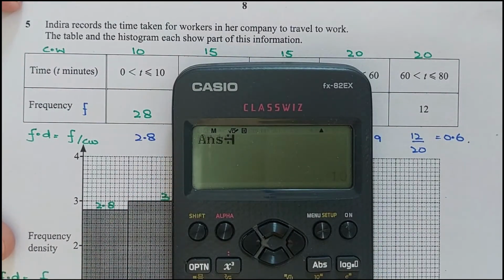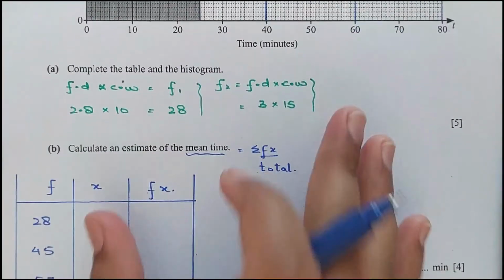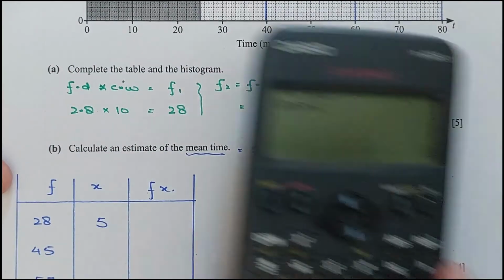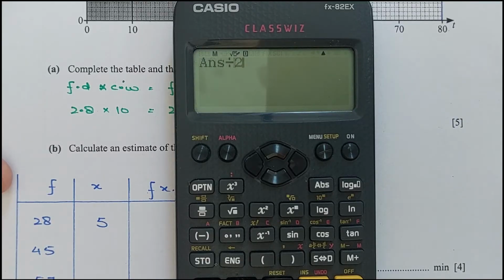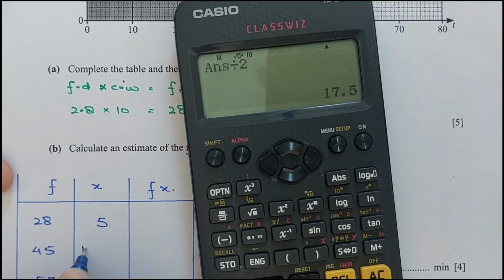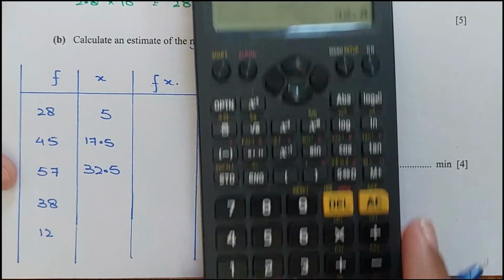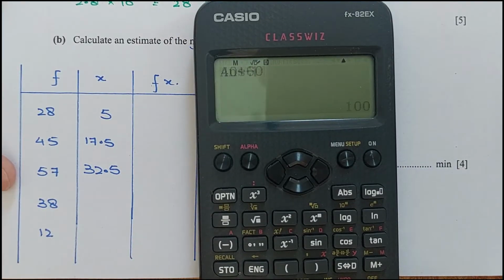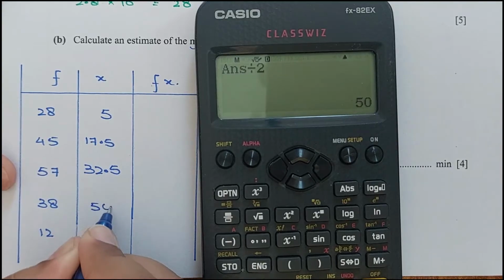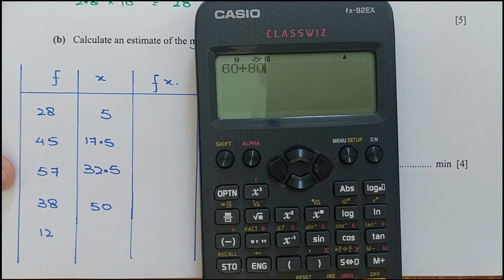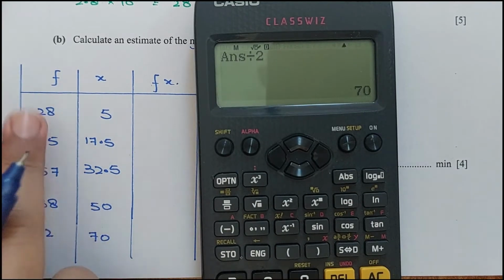0 plus 10 divided by 2, the midpoint is 5 for the first interval. For 10 to 25, 10 plus 25 divided by 2 is 17.5. For 25 to 40, the midpoint is 32.5. The next one, 40 to 60, has midpoint 50, and 60 to 80 has midpoint 70. Now let me do the product of f and x.